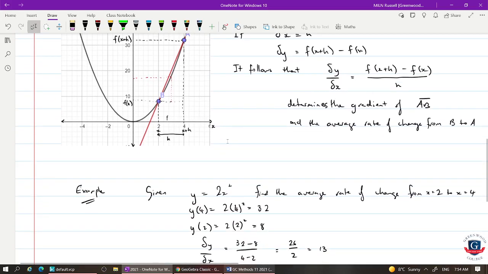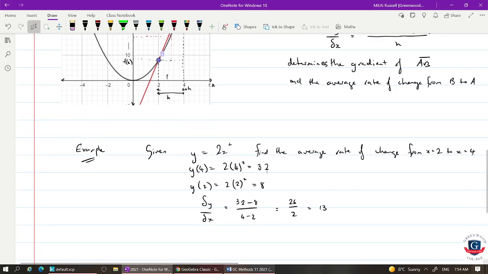So if we're wanting to find the average rate of change given an equation and 2 points, we might be given a situation like this. Given y equals 2x squared, find the average rate of change from x equals 2 to x equals 4. Substitute 4 into the equation and we get 32. Substitute 2 into the equation and we get 8. These are our two y values. We already have the two x values. So the change in y divided by the change of x would give us the gradient, or the average rate of change.